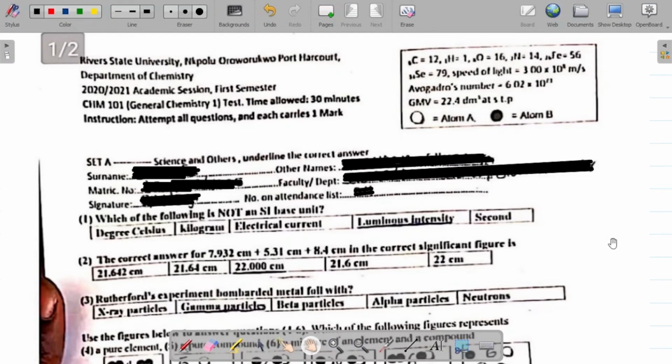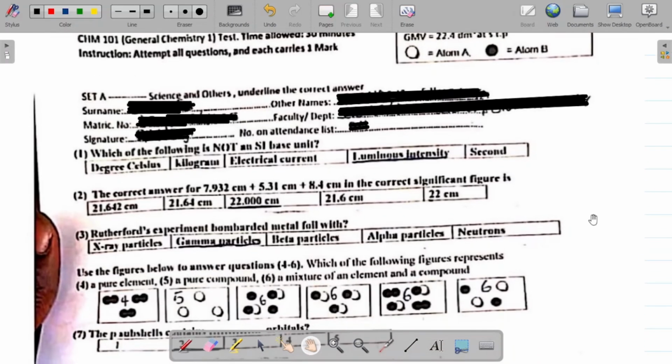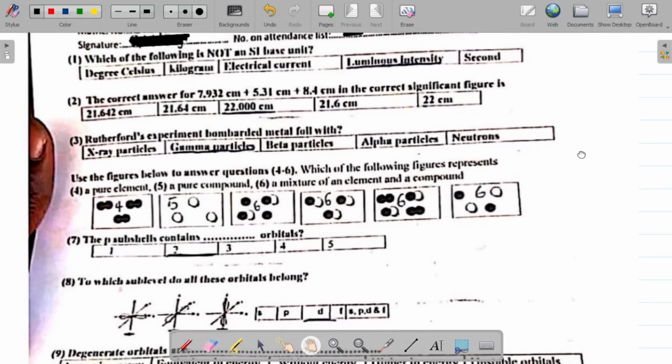In this video, I will try to provide the general chemistry test questions and answers. Note that the questions are not very clear, so do well to increase your video quality in the settings so you can see the questions clearer. Also, I'll be trying to read out the questions so that you can get them better. Let's go to question 1.